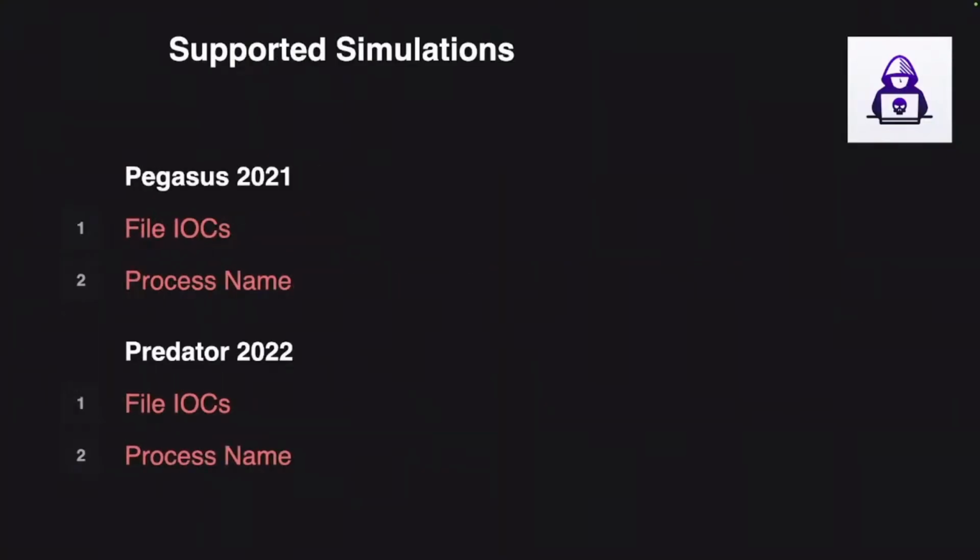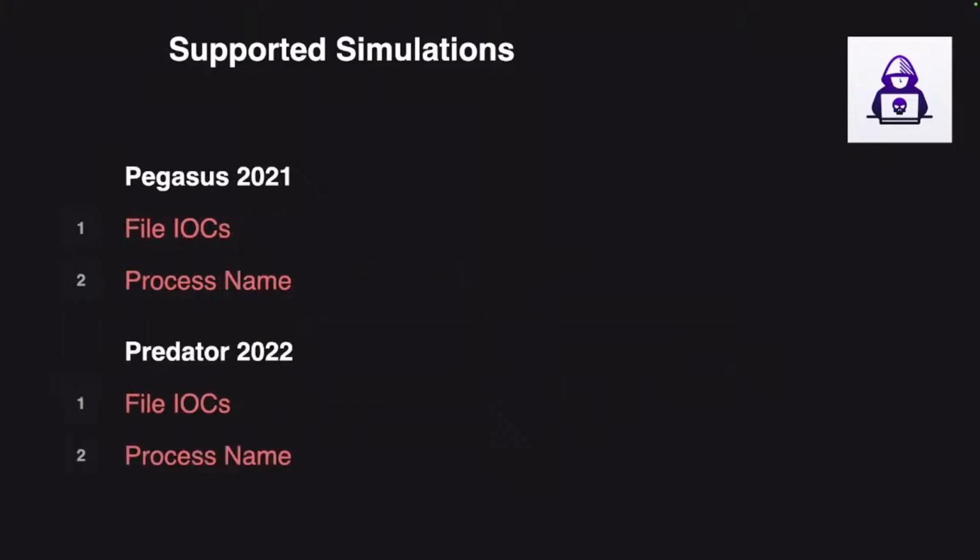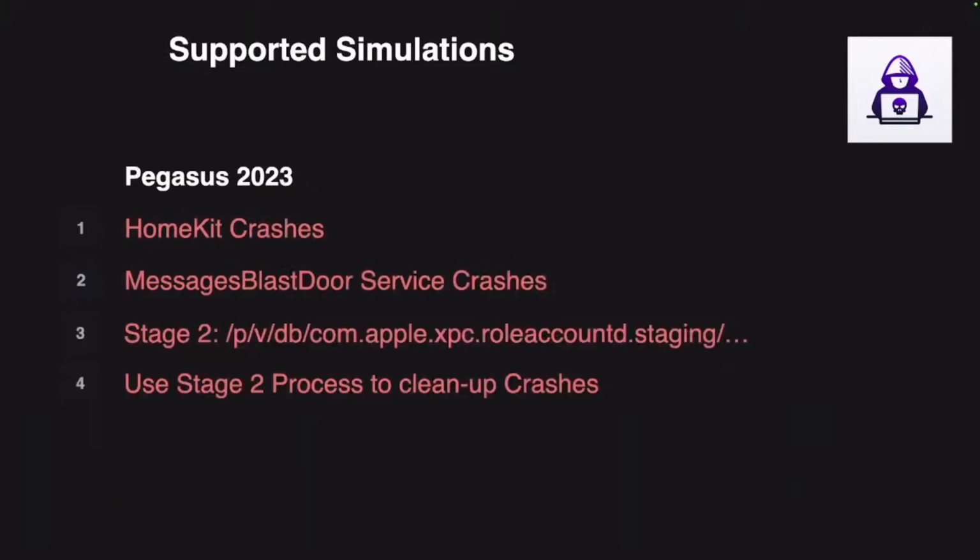Good. In terms of supported simulations, I've built files for Pegasus in 2021, where I can simulate a process name. I can do the same for Predator in 2022. And I've built a complete chain for Pegasus 2023, where I'm crashing HomeKit 23 times. Then I'm crashing the messages Besto service 35 times. Then I'm running a stage 2 from that particular directory. And then I'm using that stage 2 process to clean up after my crashes, do a couple of command and control or domain calls, and then I'm just exiting normally.